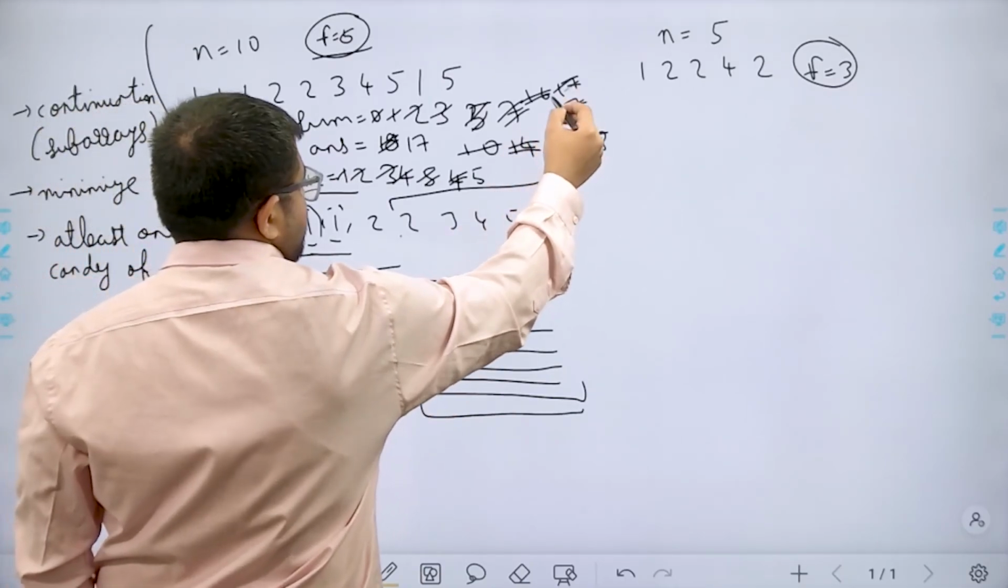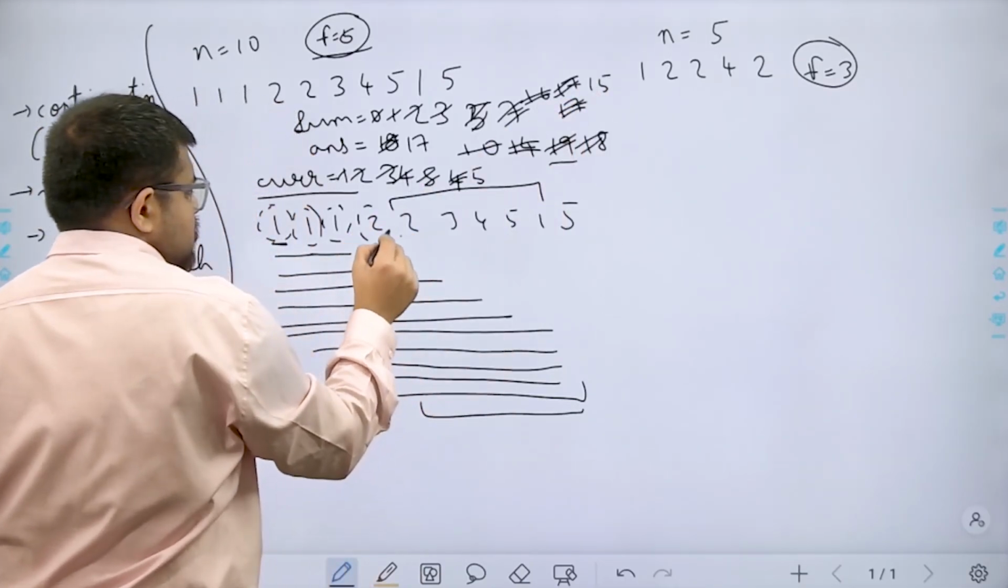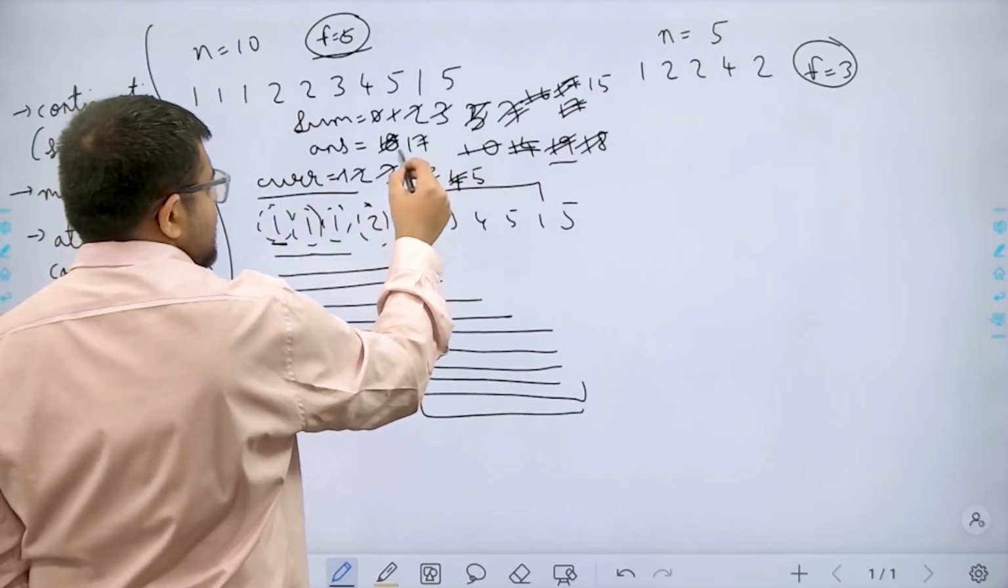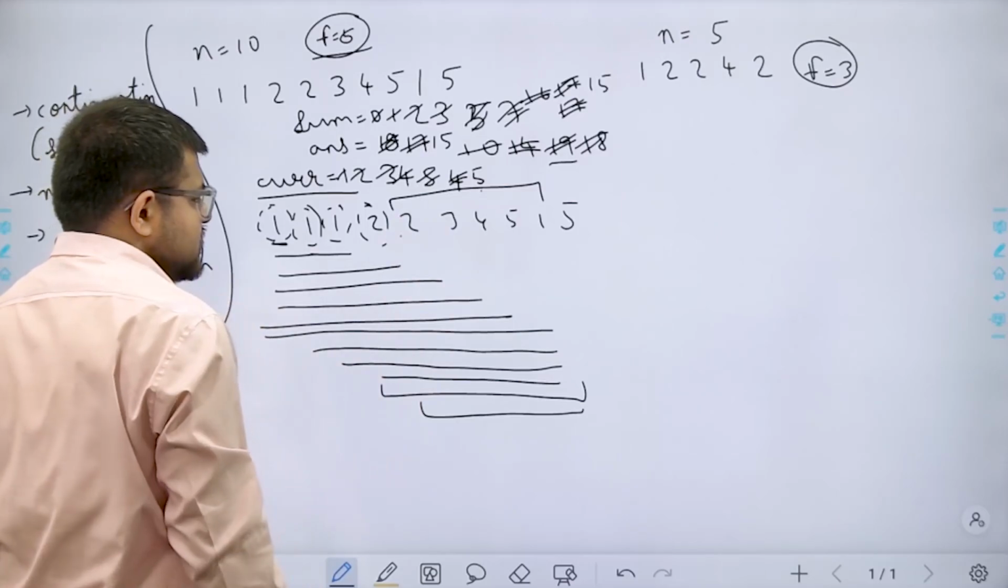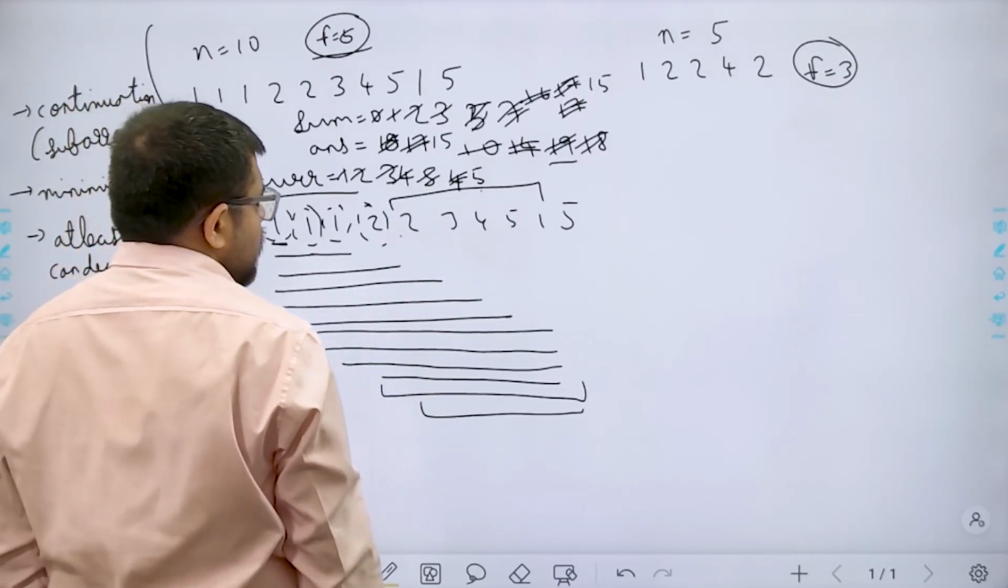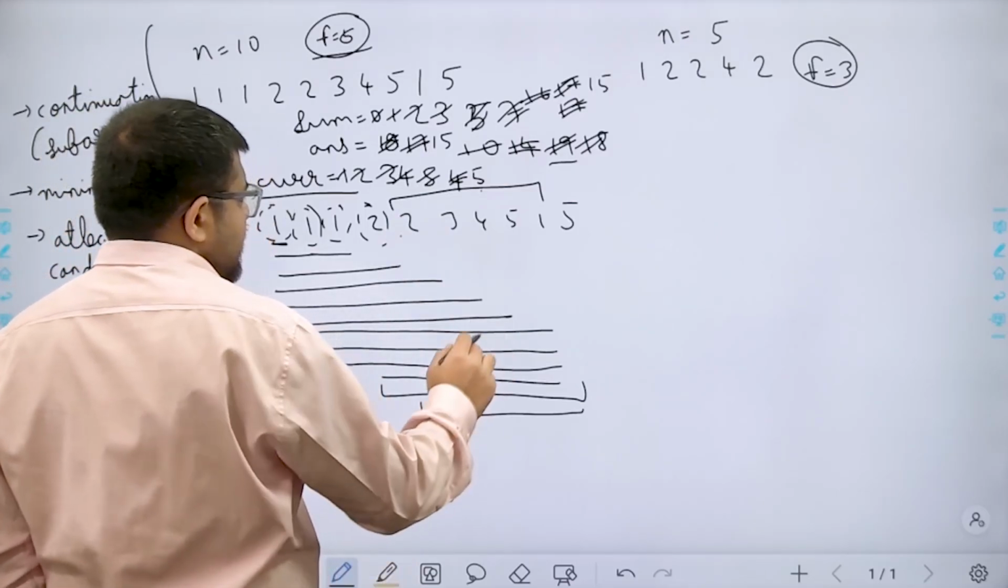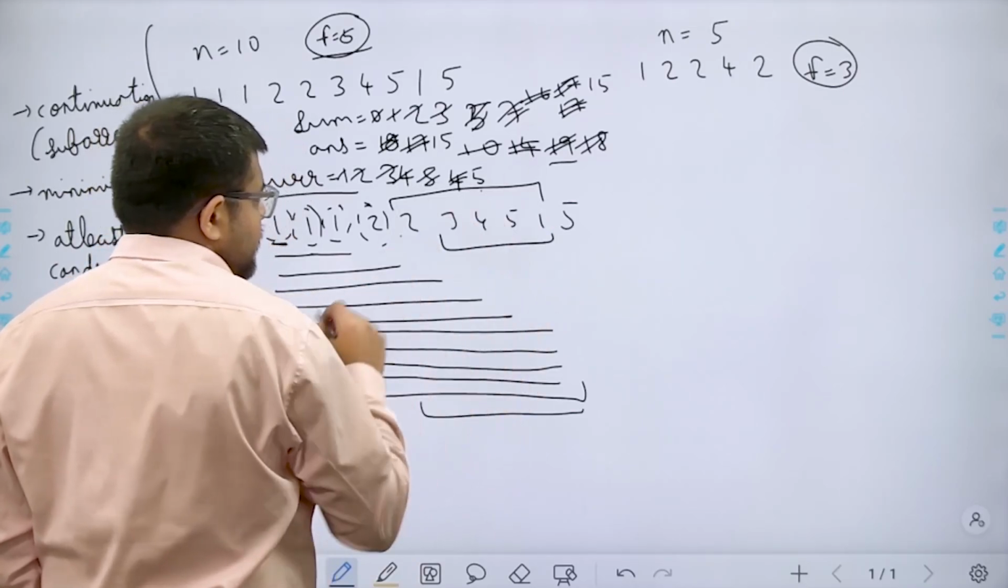My cost will become 15 because I have removed this 2, and 15 is less than my answer, so I will make answer equal to 15 because the number of unique candies is 5 only. And then I will again decrease the subarray size. So now my subarray will become this much.